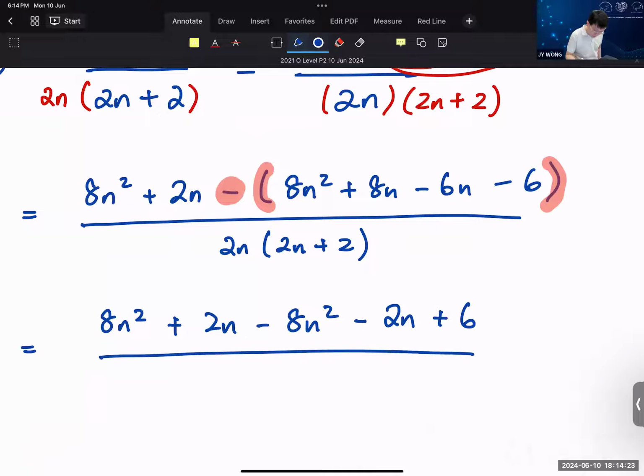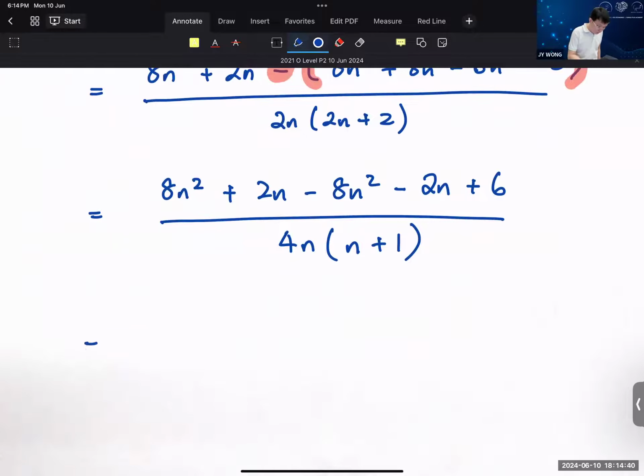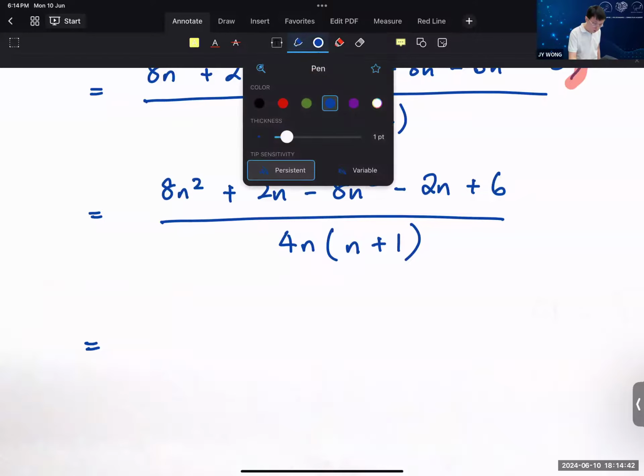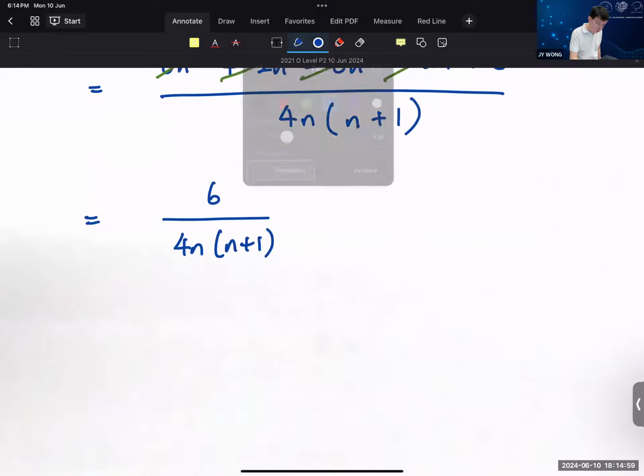Then your denominator. Now, this is where you need to be very careful. So 2n plus 2 can factorize out the 2. So this will give you 4n times n plus 1, which is how you get n plus 1 in the original equation in the first place. And then from here, you simplify, the 8n squared will cancel out. You are just left with 6 because this will also cancel out with this. So you are left with 6 over 4n times n plus 1, and you should realize that 4 and 6 can obviously cancel.